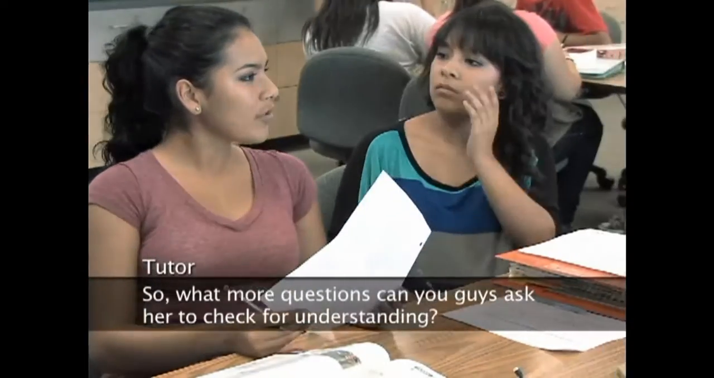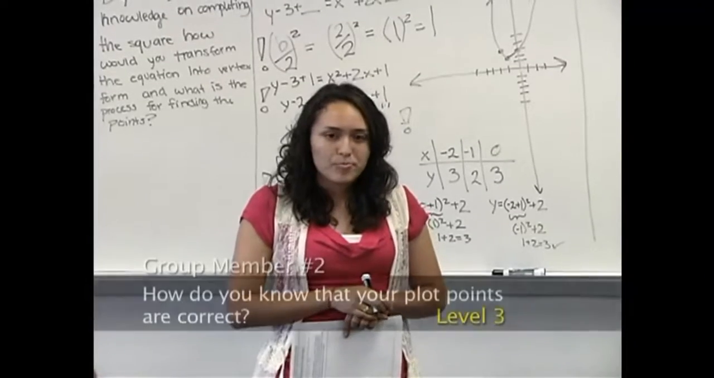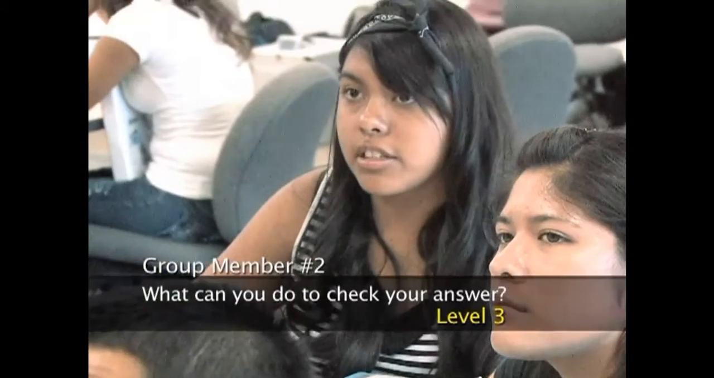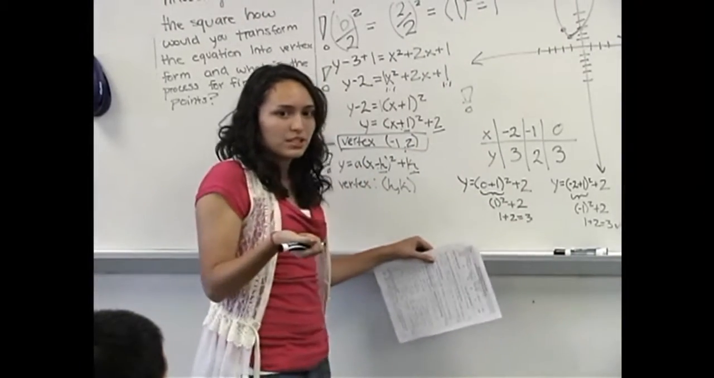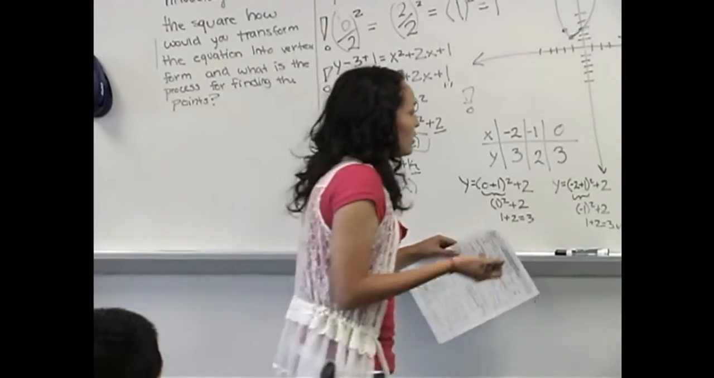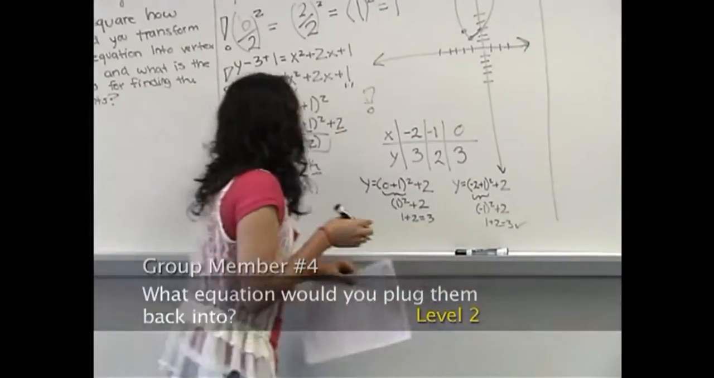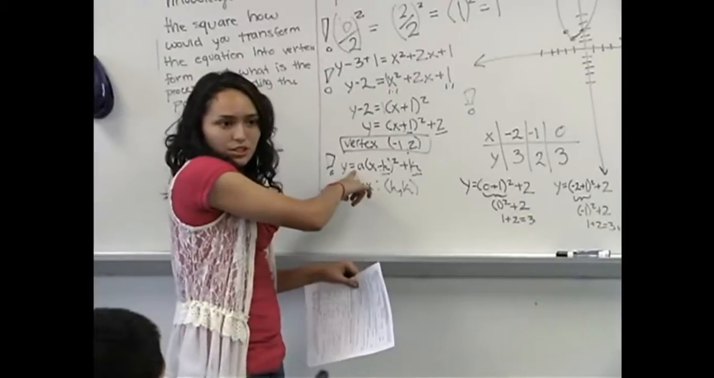So one more question, can you guys ask her to check for understanding? How do you know that your plot points are correct? What can you do to check your answer? By plugging it back into the equation and seeing that they reflect, which a parabola should do, reflect each point. So what equation would you plug them back into? The one that I got after I factored the vertex form equation.